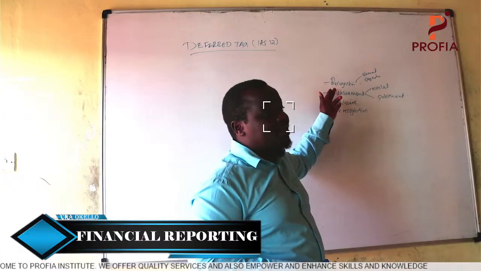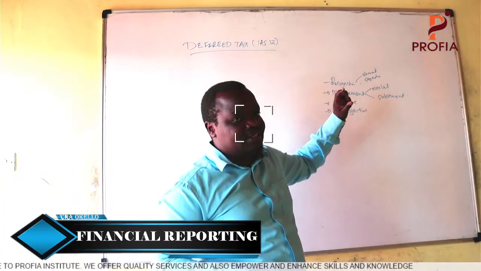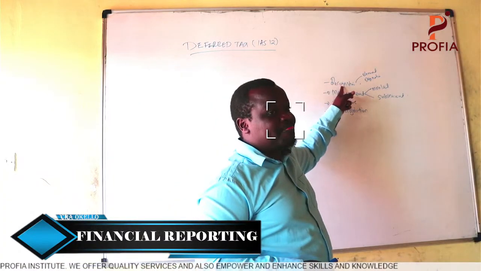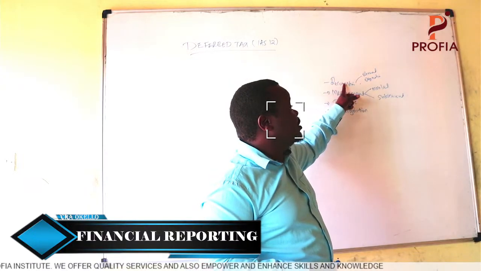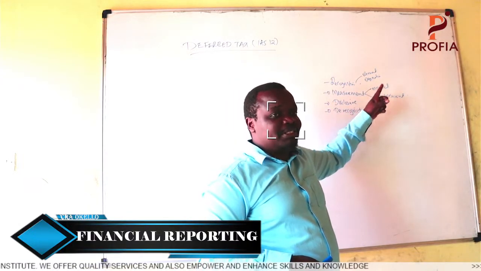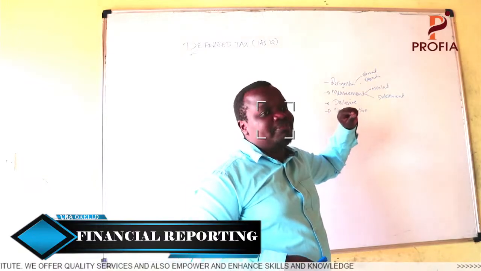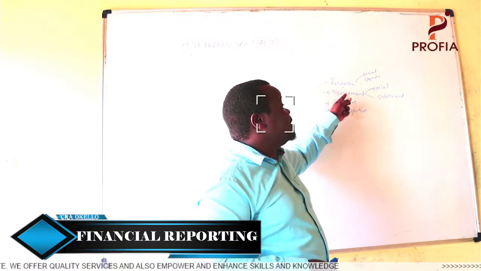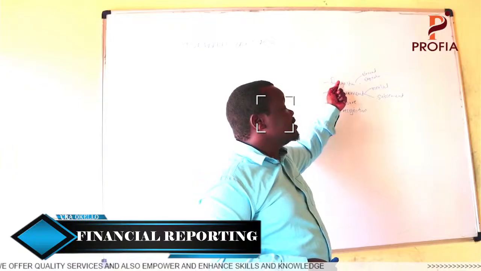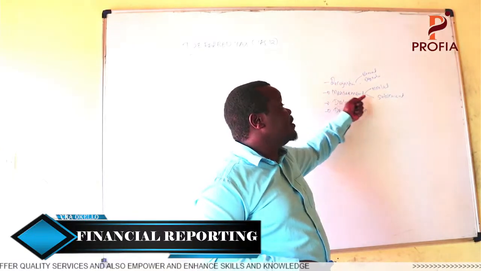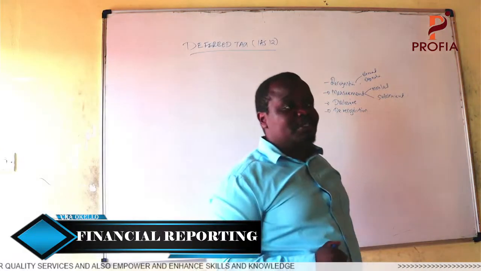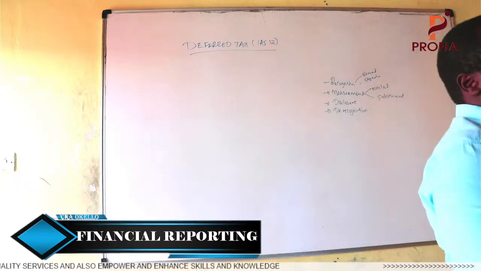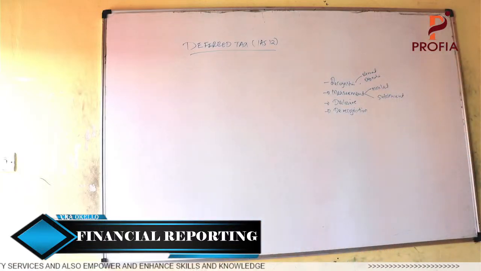And recognition and measurement go hand in hand. There is initial recognition, then under initial recognition, there will also be initial measurement. Initially, how do you recognize that item in the SFP? The same way there is subsequent recognition, which will also fall with subsequent measurement. So those are the things that you should be aware of when you are learning all the topics that you are going to handle.